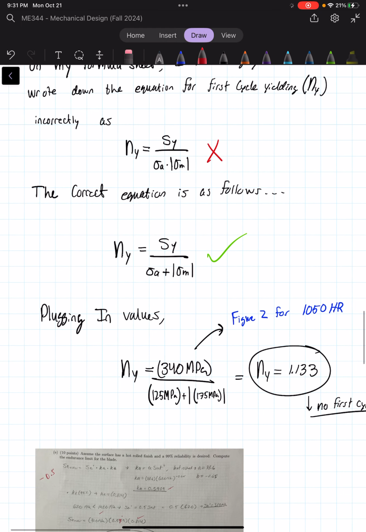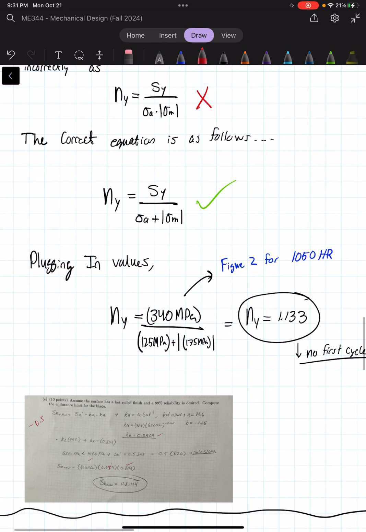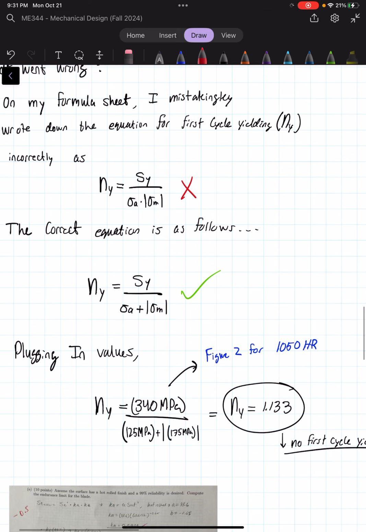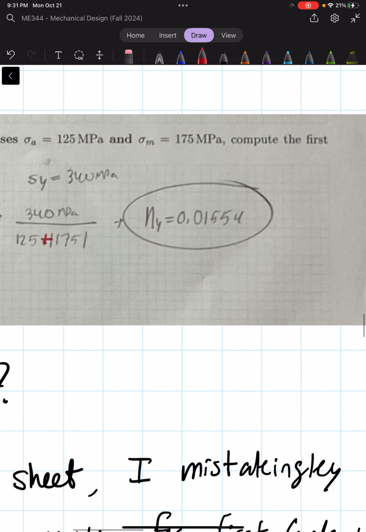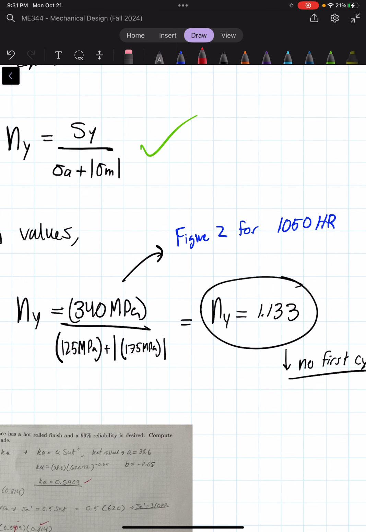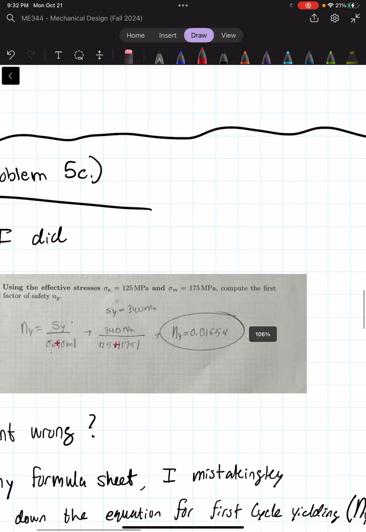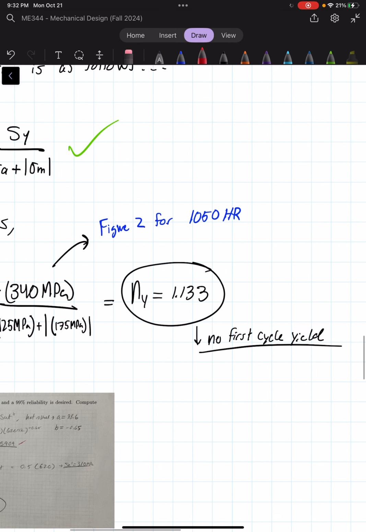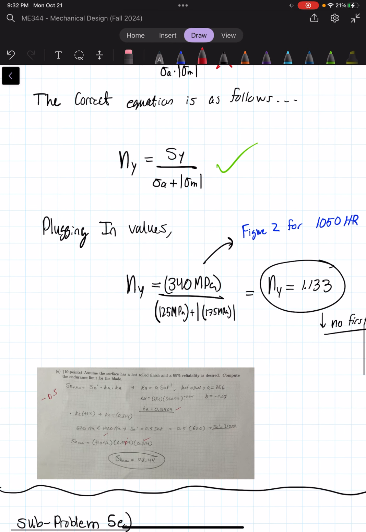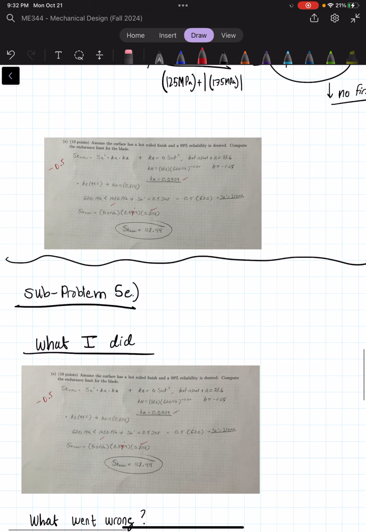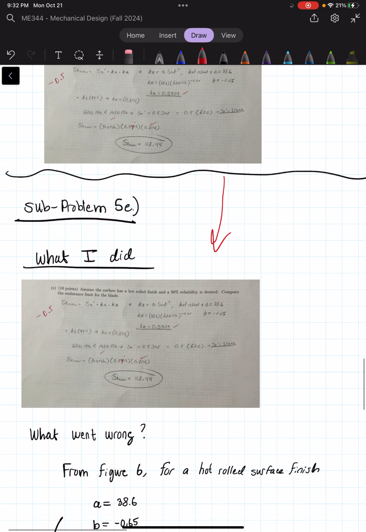To fix this, instead of multiplying the two, I added them, and the number makes much more sense now, and that gives a first cycle yielding factor of safety of 1.13. I don't know if the problem actually asks for it, but this would indicate that it would not fail due to first cycle yielding. Ignore this right here. It's supposed to be right here.